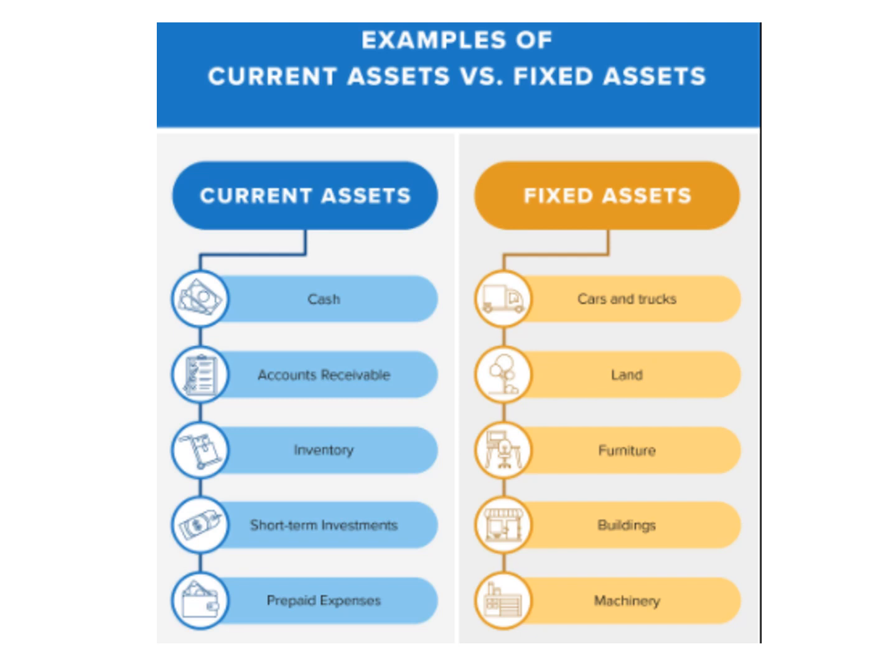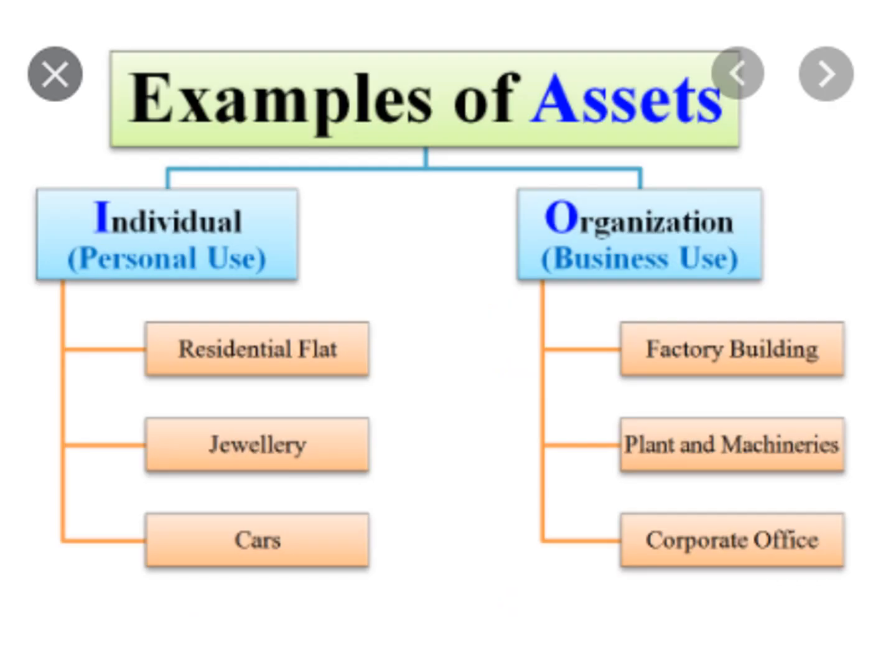On the other hand, we have some fixed assets like cars, trucks, land, furniture, buildings, machinery. Assets are also divided into two parts. Individual assets, personal assets that you have, like a residential flat, jewelry, car. These are personal assets. On the other hand, organizational assets, business-use assets: factory, building, plant and machinery, corporate office. All these are examples of business assets.